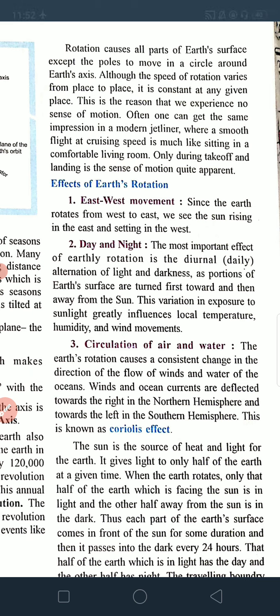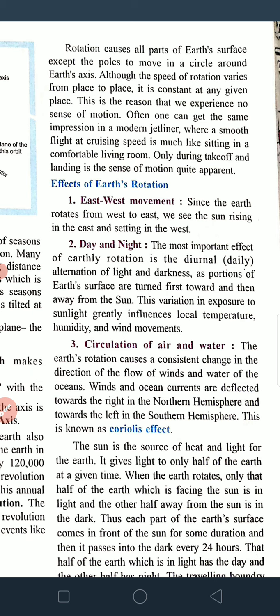Now what are the effects of this earth's rotation? First is the east-west movement. Since the earth rotates from west to east, we can see that the sun is rising in the east and it is setting in the west. So this rise in the east and setting in the west phenomenon of the sun is the result of the west to east movement of the earth.